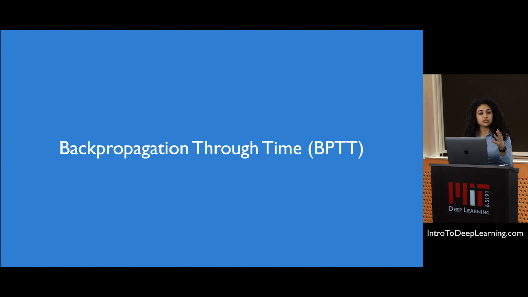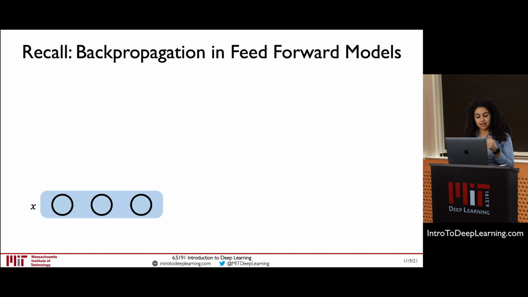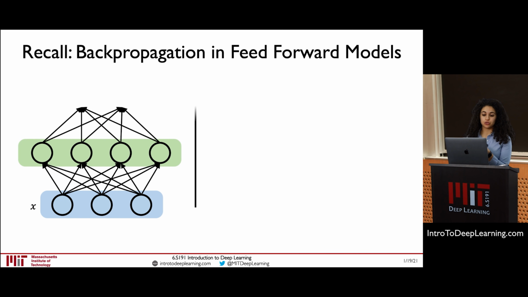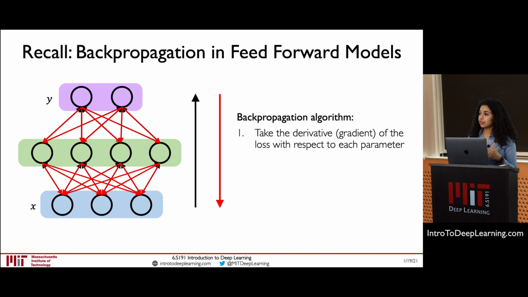So to get there, let's first, again, take a step back to our first lecture and recall how we can actually train feed-forward models using the backpropagation algorithm. We first take a set of inputs and make a forward pass through the network, going from input to output. And then to train the model, we backpropagate gradients back through the network. And we take the derivative of the loss with respect to each weight parameter in our network, and then adjust the parameters, the weights in our model, in order to minimize that loss.